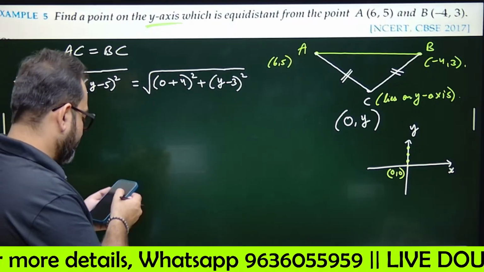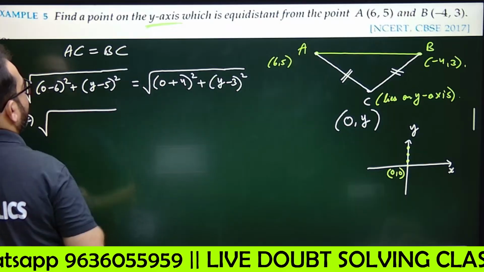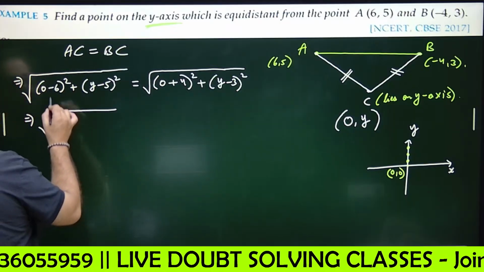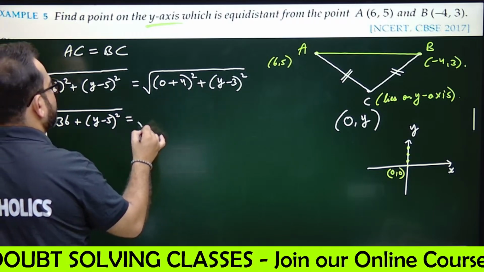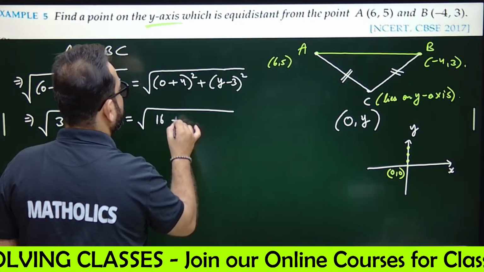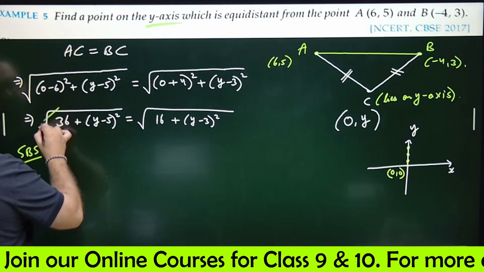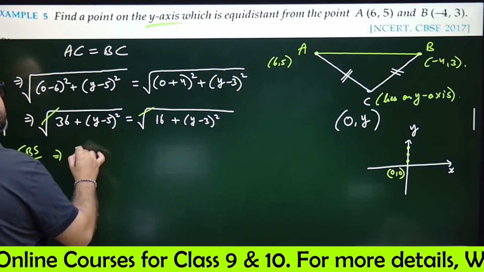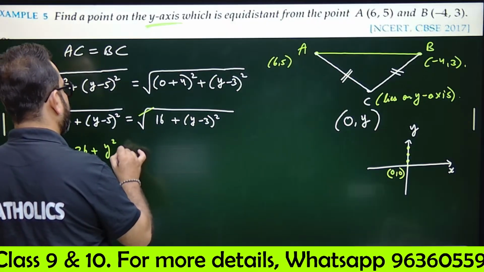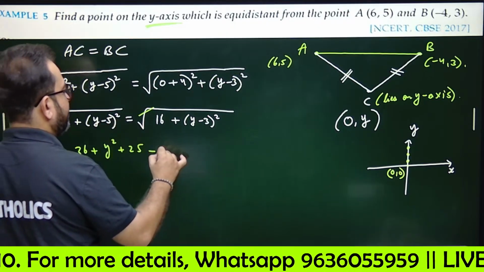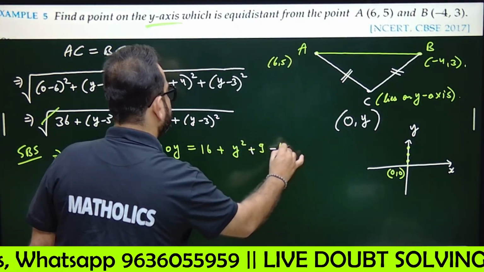Okay, now we'll solve. So 0 minus 6 will be minus 6, whole square is 36, plus (y minus 5) whole square, and that equals 0 plus 4 means 16, plus (y minus 3) whole square. What will we do now? Squaring both sides. The square root will get cancelled by the square. So 36 plus, what is (y minus 5) whole square? a square plus b square minus 2ab means y square plus 25 minus 2ab, 2 into 5, 10y, equals 16 plus y square plus 9 minus 6y.